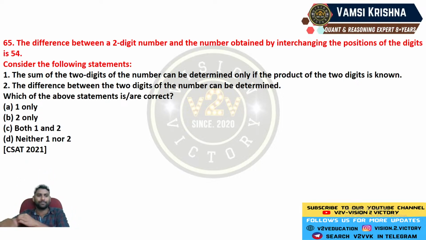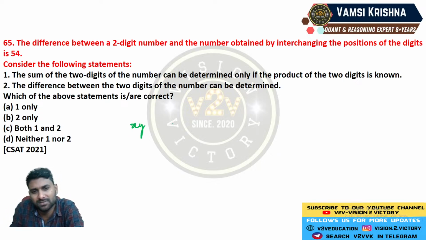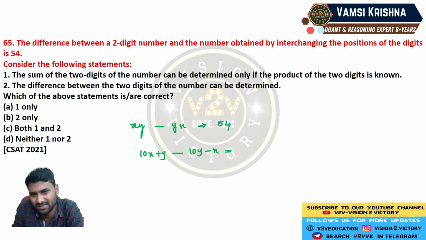See the next question. The difference between a two-digit number and the number obtained by interchanging the position of its digits is 54. That is the given data. So, you already know that the value of a two-digit number is 10x plus y. The value of the reversed number is 10y plus x. Subtracting, the resultant is 54. Finally, 9 times (x minus y) is equal to 54. Then x minus y is equal to 6.